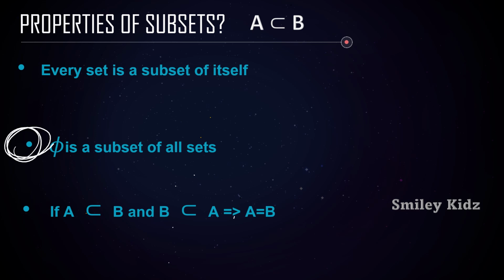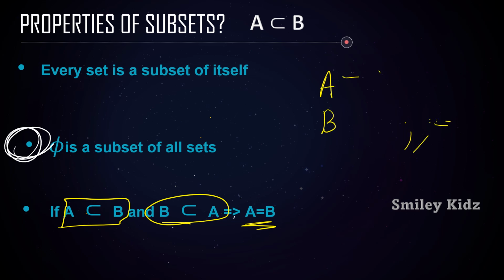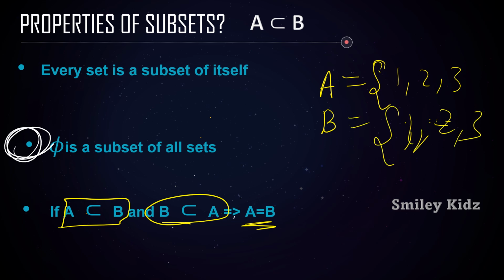Now, if I need to talk about this, if A is a subset of B and B is a subset of A, then A equals B definitely, right? If I have A as 1, 2, 3 and B as 1, 2, 3. Let me take B as 3, 2, 1. It does not make a difference, yet I'm showing you.